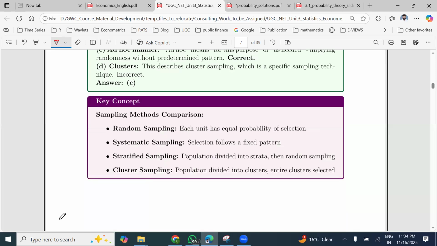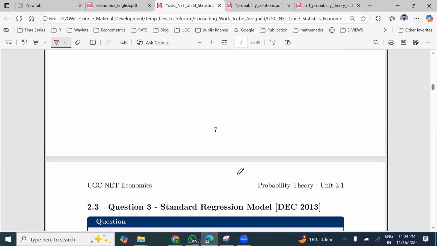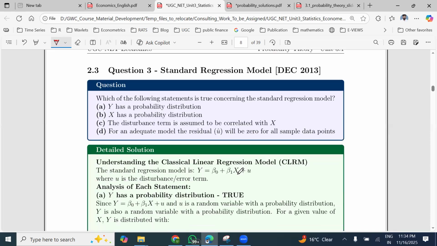So you are supposed to understand what is random sampling. Each unit has equal probability of selection. Systematic sampling, selection follows a fixed pattern. Stratified sampling, population divided into strata, then random sampling. Then cluster sampling, population divided into clusters and entire cluster selected. Correct? So these are the concepts which you need to understand. Is it clear, Sangeeta? Yes, sir. Okay, we'll proceed to the next question.